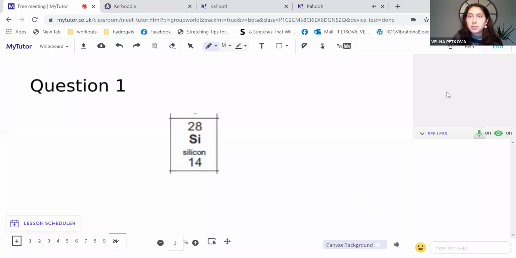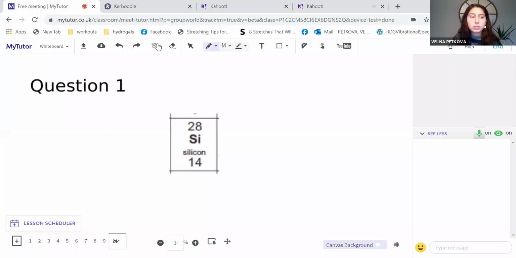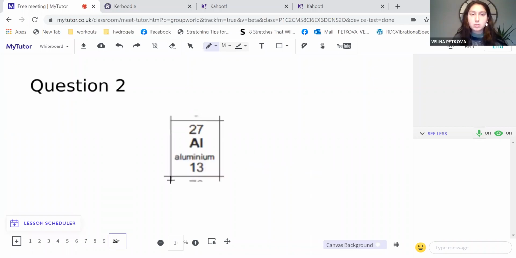So question 1 was the number of electrons, I think. So the number of electrons, of course, is the same as the number of protons, and the proton number is the bottom number. So 14 protons, therefore we have 14 electrons. Okay, so next one. This one was number of neutrons.